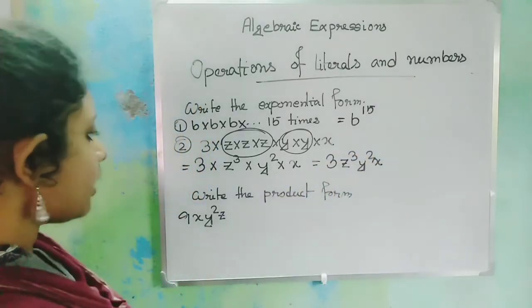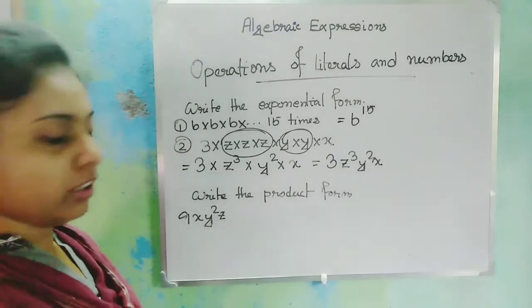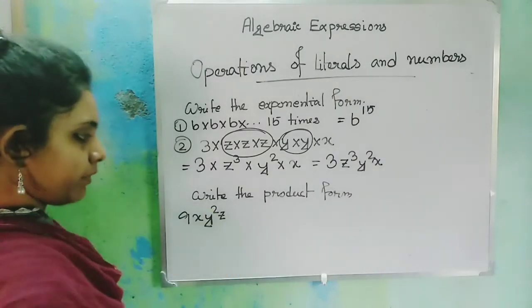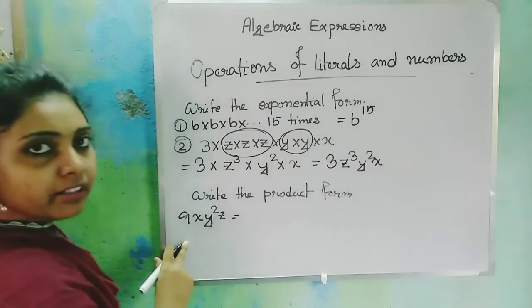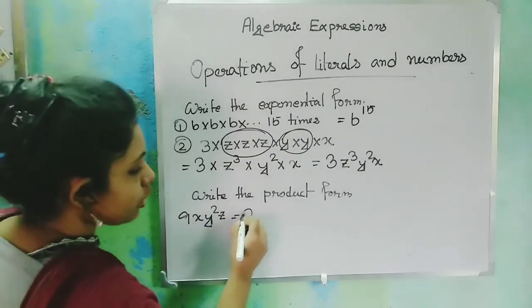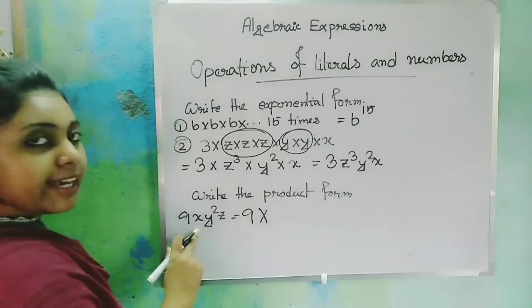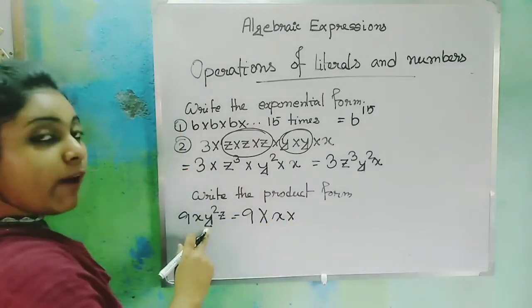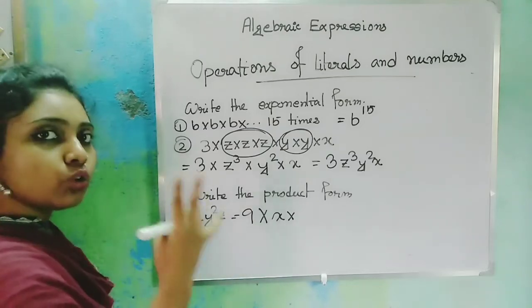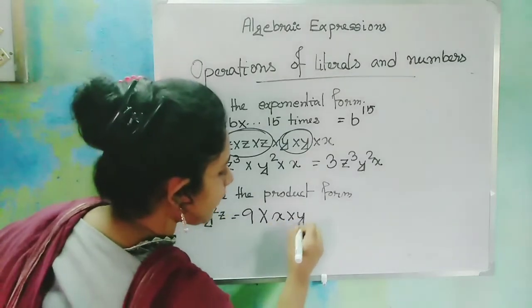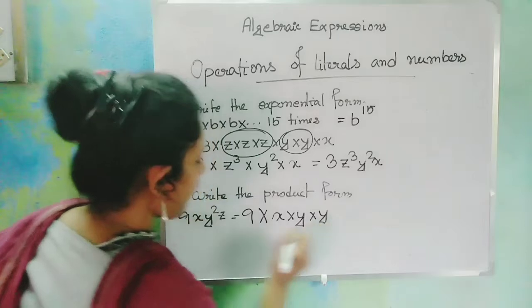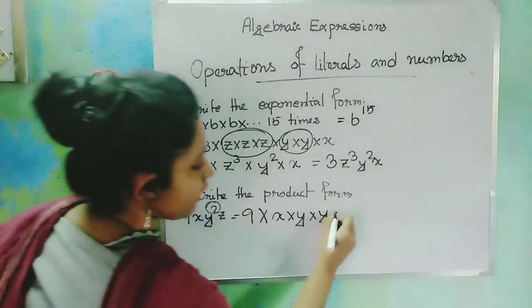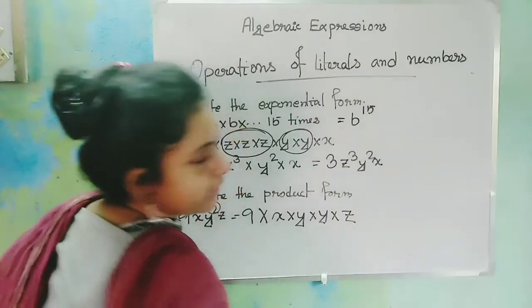Next, write the product form. Here 9x y square z. The number part, this is the number. So 9 into x, only 1 x. So x into y square, that is 2 y's. So y into y square, 2 y's, and 1 z into z.